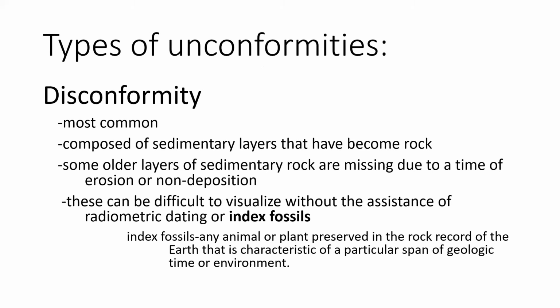As far as a disconformity goes, these are the most common. They're composed of sedimentary layers that have become rock, and some of the older sedimentary rock layers are missing due to erosion, or basically things aren't deposited on top. These can be difficult to visualize unless you have access to radiometric dating, or there are index fossils in the strata. Index fossils are any animal or plant preserved in the rock record that are characteristic of a particular span of geologic time or an environment.